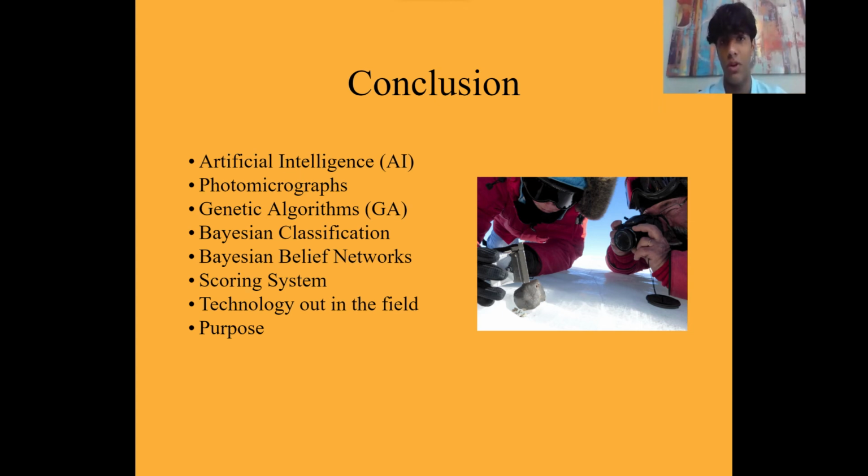We have the scoring system that was previously mentioned, in which pairings are assigned a letter depending on how strong they are, and there's also technology that can be used outside of the lab in the field, such as in Antarctica or in deserts, in order to find these meteorites quicker, such as drones. And again, the purpose of this is to not make this process fully automated, but to try to make it a lot easier for scientists.